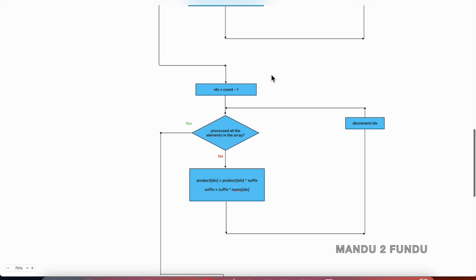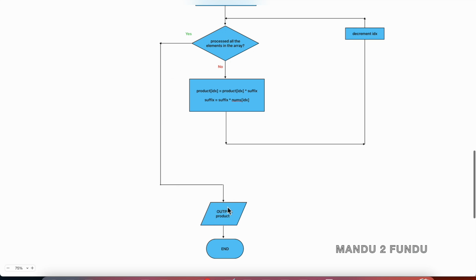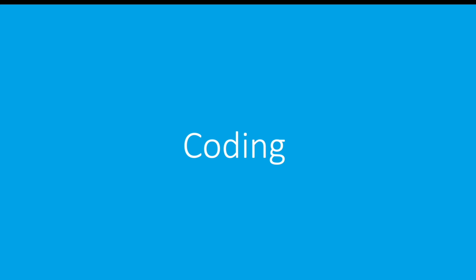In the second traversal we start from the end of the array. So initialize idx to count - 1 and we check whether we processed all the elements. If not, we update the product at idx by multiplying it with the current suffix value, and then we update the suffix value by multiplying it with the value pointed to by idx in the nums array, and then we decrement idx so that the next element on the left will be processed. We repeat this until all the elements are processed. Once we come out of the loop, we have the product output array. Let's move on to coding.